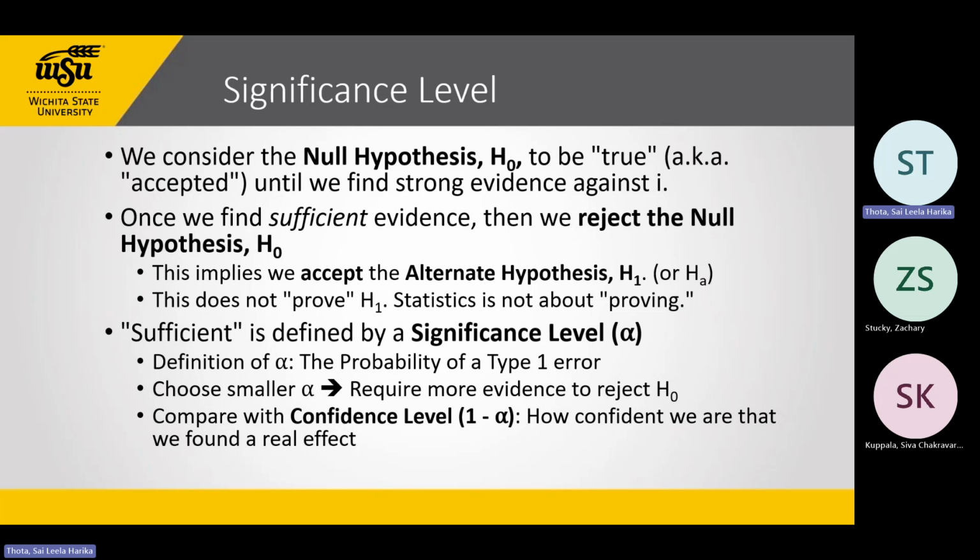So if the alpha value is very small, then you need to provide more evidence to reject the H naught. And compare with the confidence level. Confidence level is nothing but 1 minus alpha, like how confident we are that we found a real effect. In simple terms, if you want to prove something, you need to be very confident in proving that thing. You need to show strong evidence that the drug is affecting the blood sugar.